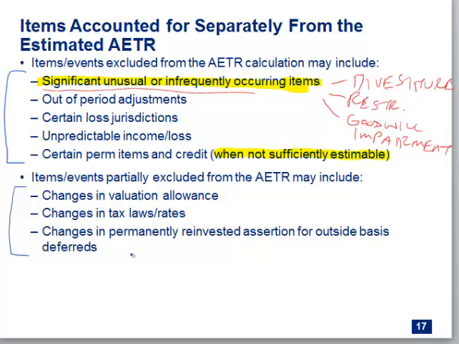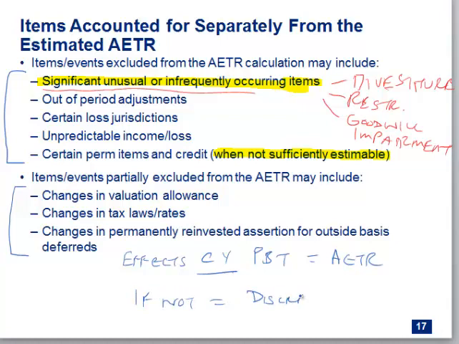And the way I would describe this is, if something affects current year PBT, or is impacted by current year PBT, then you put it in the AETR. If not, then book it discrete. I mean, that's kind of a good general rule.